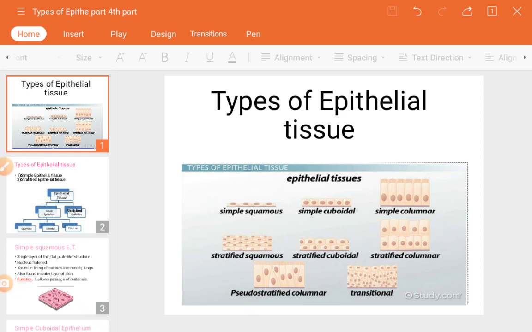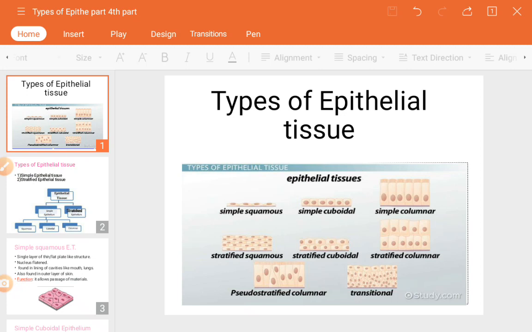So in the first slide, the types of epithelium tissue, below the title some pictures have been given, or the images, which are actually the subtypes of the epithelium tissue. The first one is the simple squamous, simple cuboidal and simple columnar. So three types of the simple epithelium tissues are here. Next is the stratified. So second is the stratified squamous, stratified cuboidal, stratified columnar. So these are the three classifications of the stratified epithelial tissues. So in the second slide we will see about it.